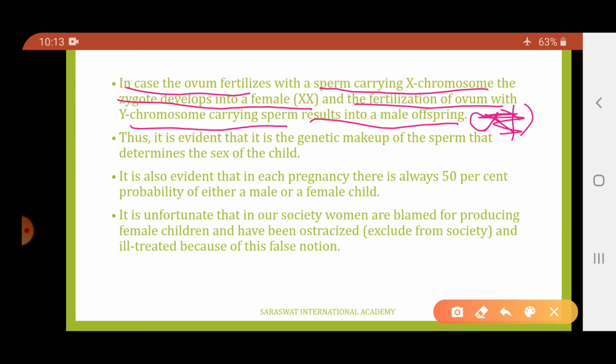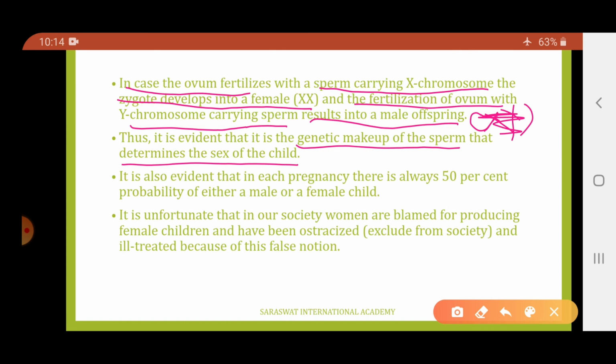So, it is evident that it is the genetic makeup of the sperm that determines the sex of the child. So, who decides the sex of the child? Which type of sperm fertilizes the egg? If a sperm carrying the X chromosome fertilizes the egg, then it will develop into a female child. And if a sperm carrying the Y chromosome fertilizes the egg, it will develop into a male child.